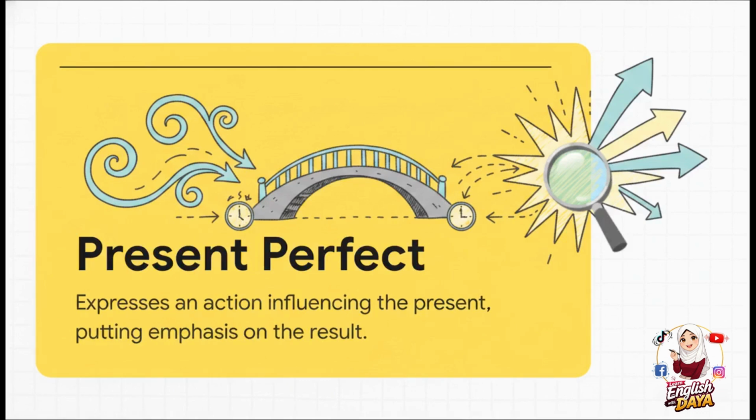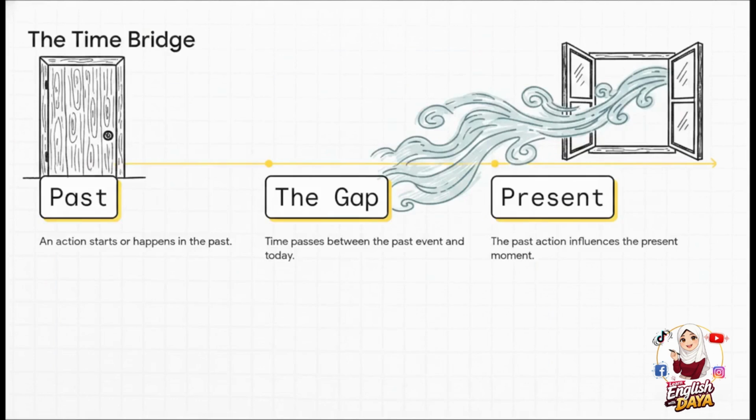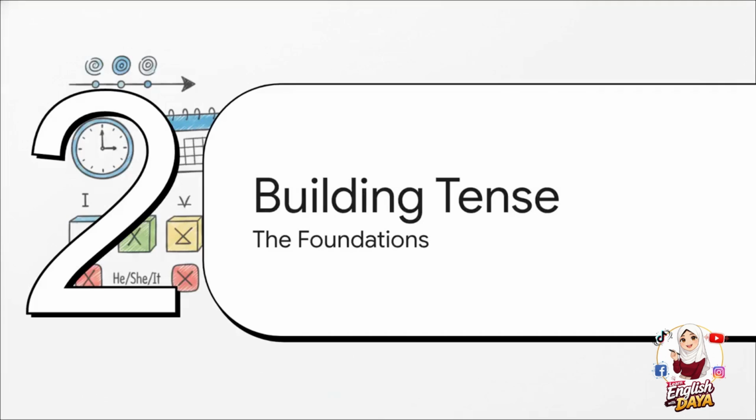Picture a timeline. The action doesn't just stay stuck in the past, right? It travels across that gap of time to directly impact this very moment. If the simple past is a closed door, then the present perfect simple is an open window, letting the breeze from the past right into the room with you right now. Section 2. Building the perfect tense.